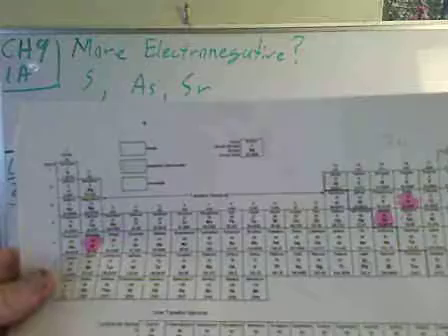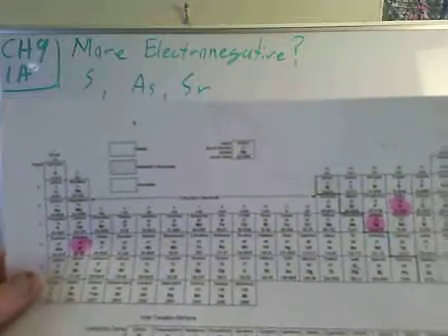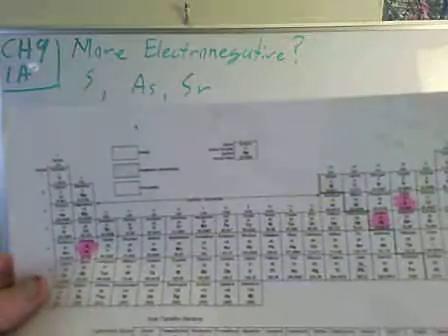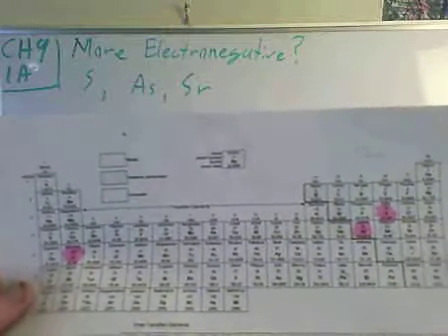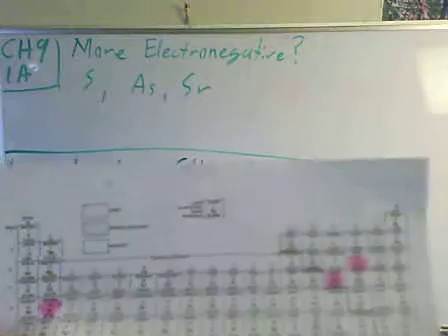We don't have any adjacent elements where we have to look for exceptions in the periodic trend. So sulfur will be our most electronegative element.